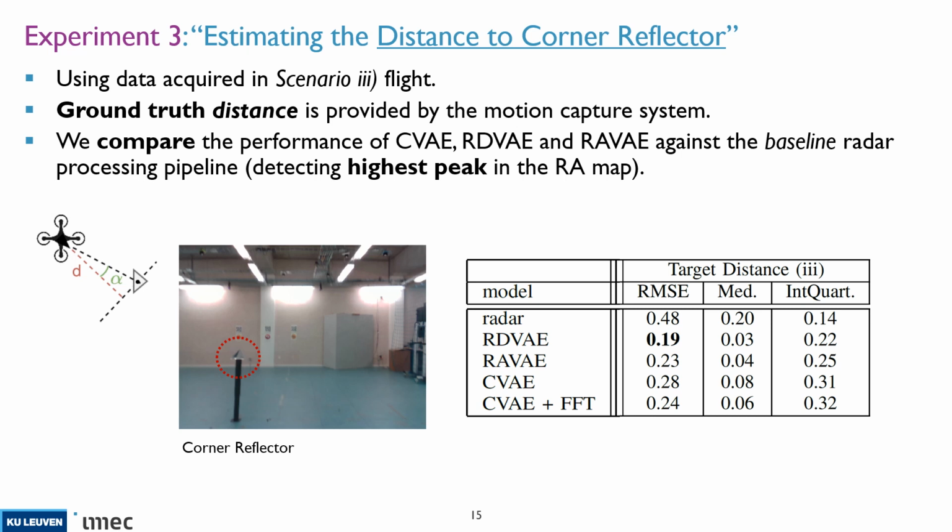In our third experiment, we place a corner reflector in the middle of the environment, and we make our drone hover with light movements in all directions in front of it. So this corresponds to the data acquired in scenario 3. The goal here is to regress the distance to the corner reflector. In this case, the best performing model was the RD-VAE as well.